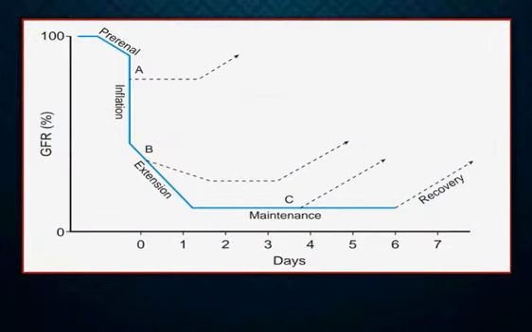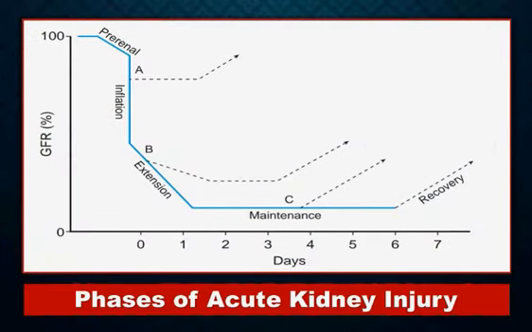Now, these are called the stages, or phases, of acute kidney injury. This is the GFR, if you see here, starting from the decrease in the GFR in prerenal. The phases will be the phase of initiation, then extension, then maintenance at a low level of the GFR, then with time there will be recovery.